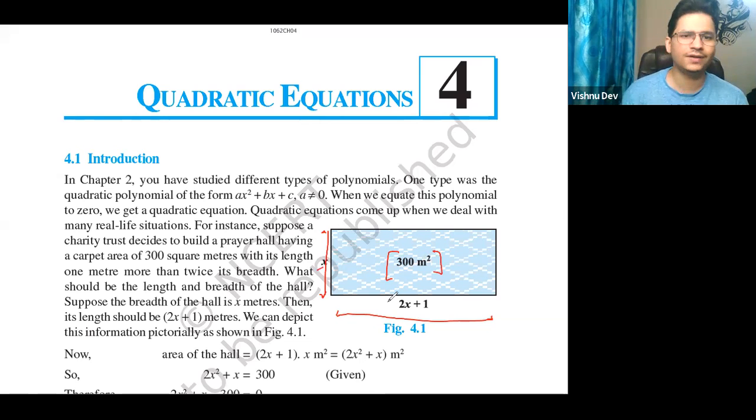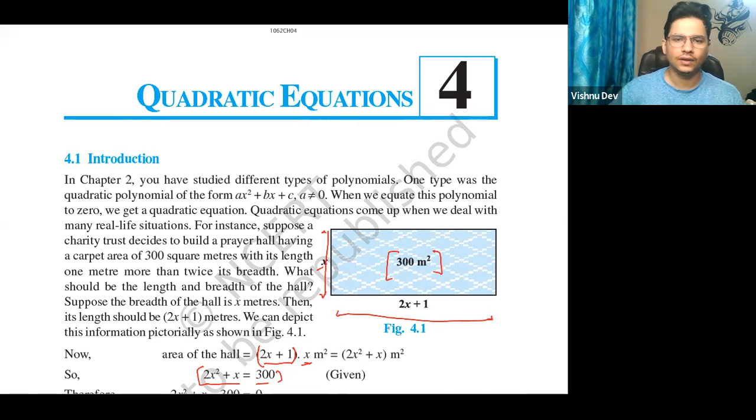So we know the formula of area, guys: length into breadth. So 2x plus 1 into x equals 300 meter square. 2x plus 1 is also a linear equation, right? x is also linear. If you multiply them using the distributive property, we get 2x square plus x equal to 300. Right?